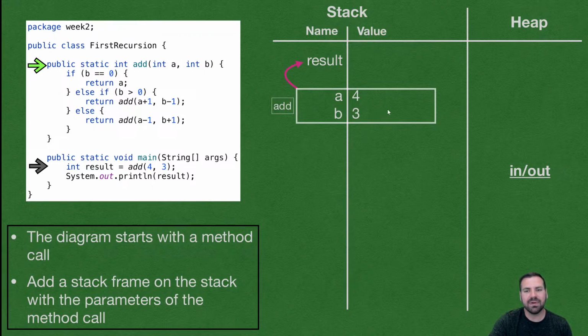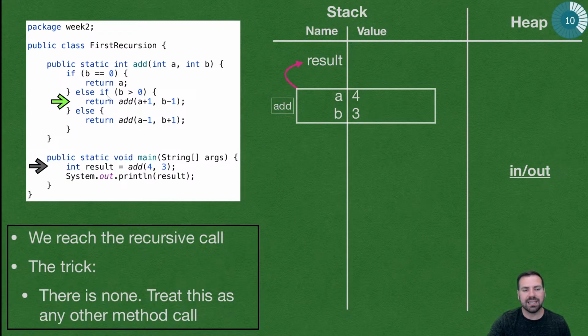So we have the stack frame on the stack, and we're just going to go through our code one line at a time. It's a conditional. We understand how conditionals work. So if b equals 0, which is false, we're going to move on to the next conditional. Else if b greater than 0, b is greater than 0. So we're going to hit this line.